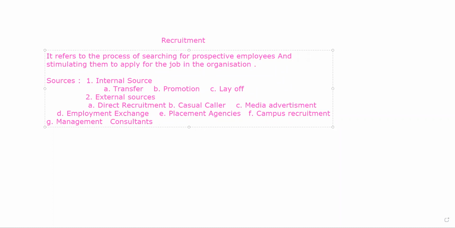the next is recommendations, the next is labor contractors, the next one is telecasting, and the next to this is web publishing.